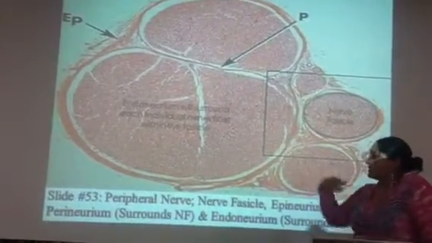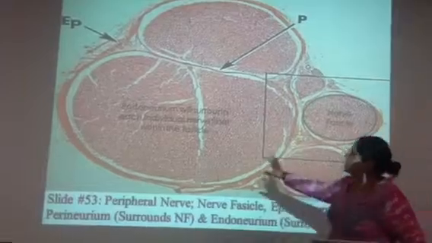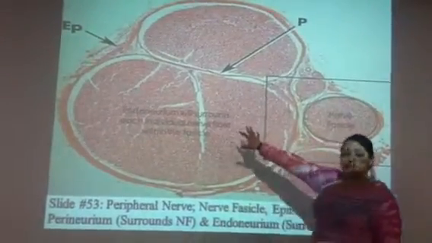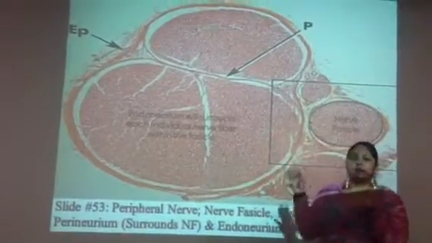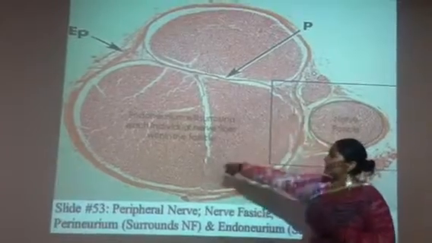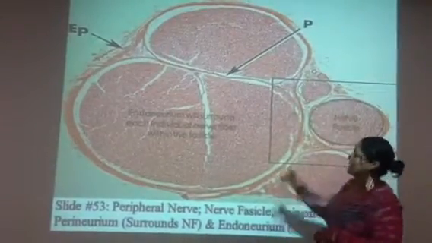So now we have slide 53, peripheral nerve. The entire circle here, this is the nerve fascicle, and it's a bundle of nerves. So you guys need to know the hierarchy definitely for lecture. So a bundle of nerves makes up a nerve fascicle, and a bundle of nerve fascicles makes up a peripheral nerve.